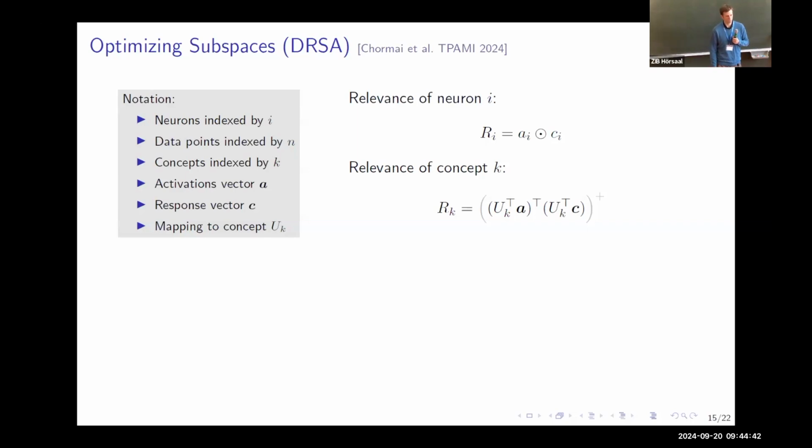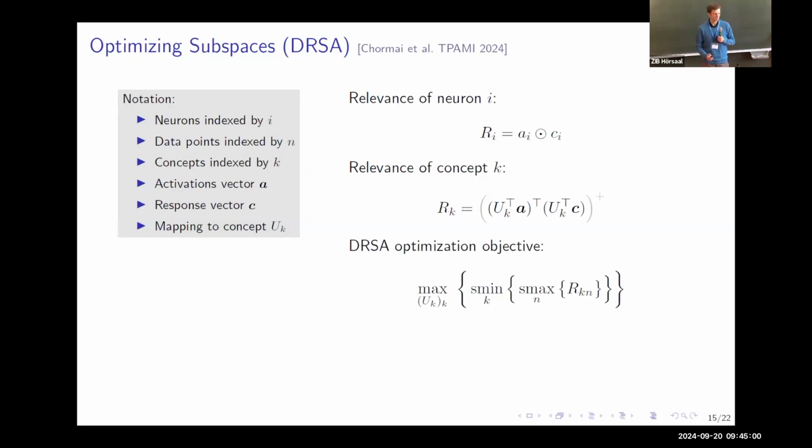And what we will also add is a rectifying term just to focus on the positive relevance. So through that, we'll ignore what happens to negative relevance. It's more like a technical detail, but it's still crucial to make that thing work. And now comes the DRSA objective. What we will try to do. So RK is the concept, is the relevance of concept K for a given data point. What you have here, RKN, is the relevance of concept K for the data point N.